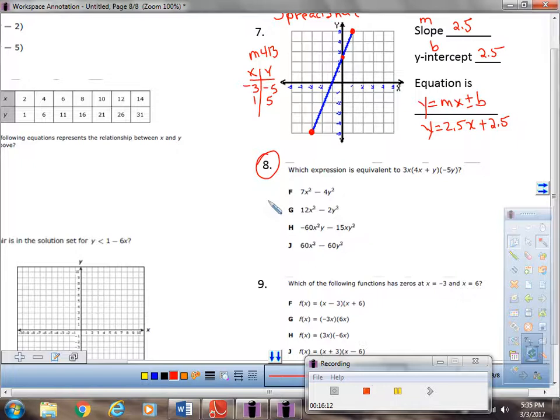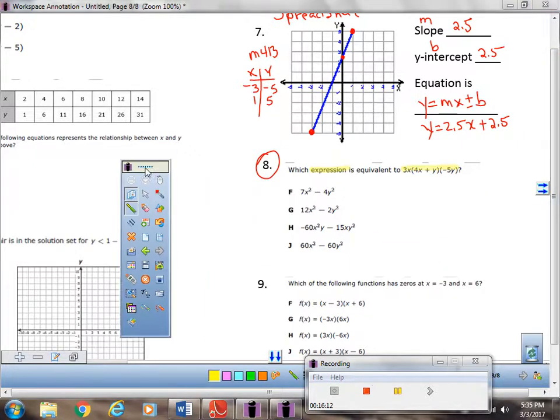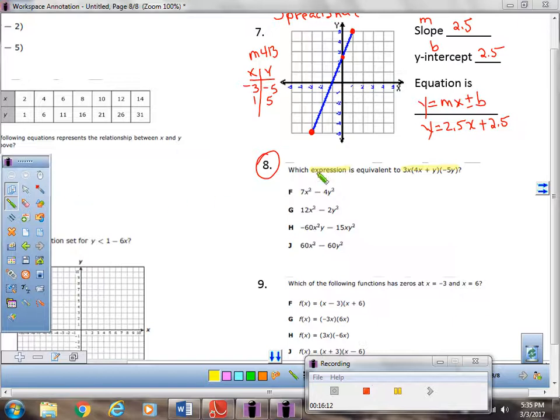Alright, so on question number 8, again, it says which expression is equivalent to, and then they give you this expression right here. Now, looking at this expression, we've got x and then times x. We've got y's in here. We've got some powers of 2's. So what we need to do here is something that actually I have not shown you before. So this is actually a pretty new skill.